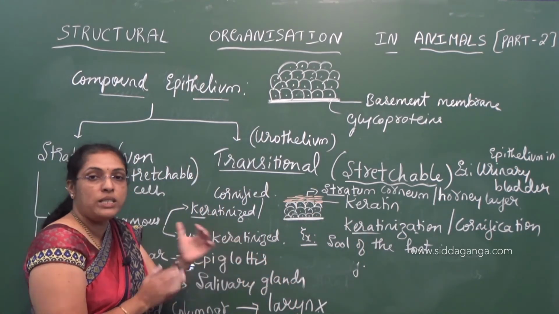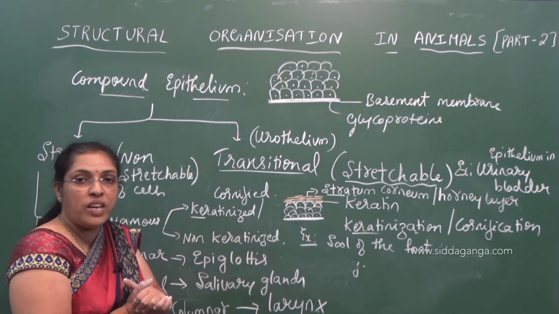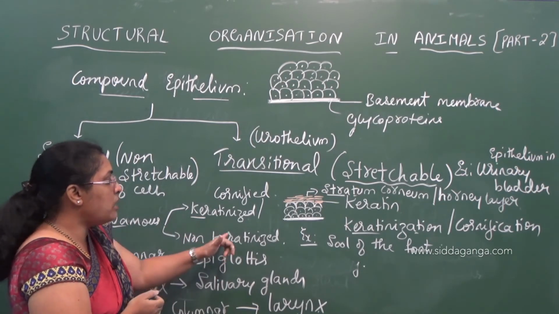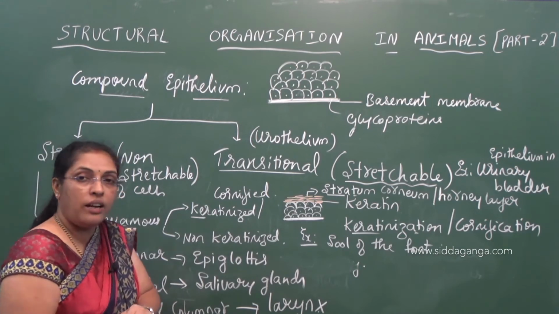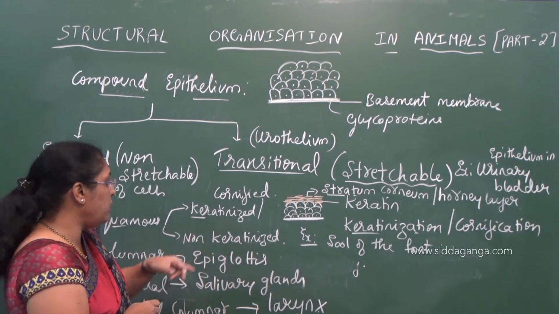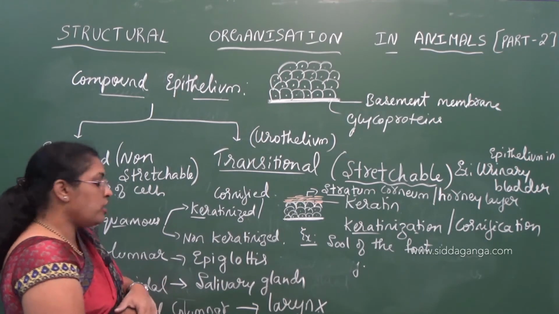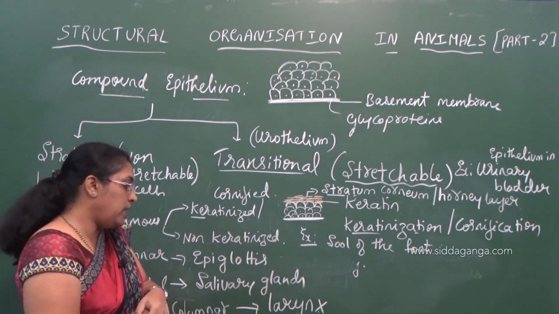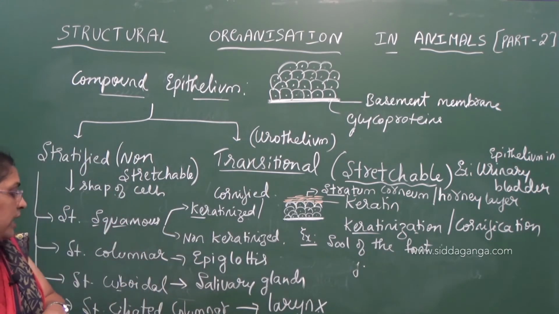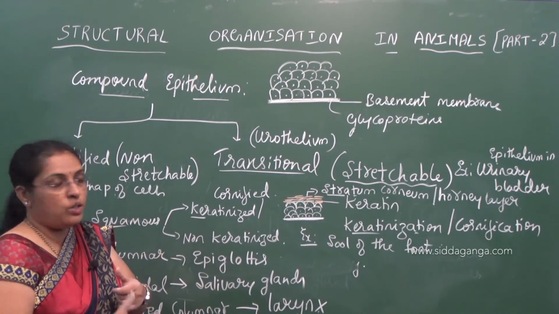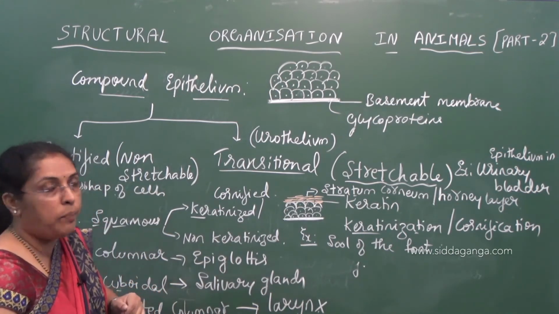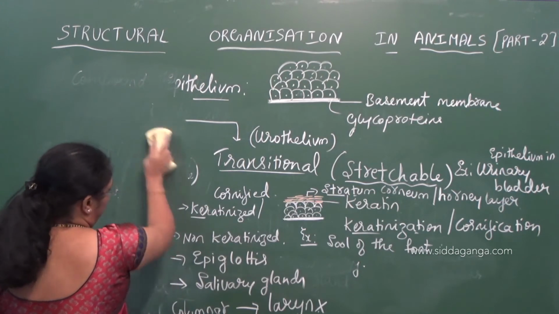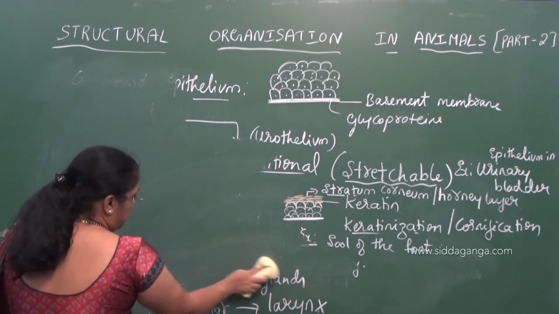Whereas non-keratinized means there is no deposition of keratin on the upper surface and the upper layer of cells are living cells. That is seen in the buccal cavity and in the cornea of the eye. Stratified columnar we see in epiglottis, stratified cuboidal is seen in salivary glands and stratified ciliated columnar is seen in larynx. Understood? So that's about compound epithelium. Next we'll move on to types of junctions.